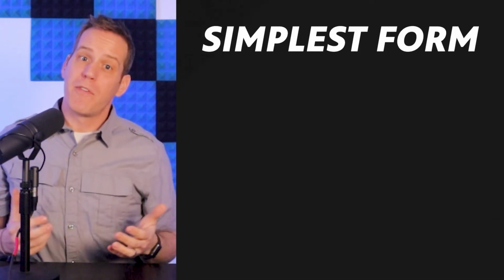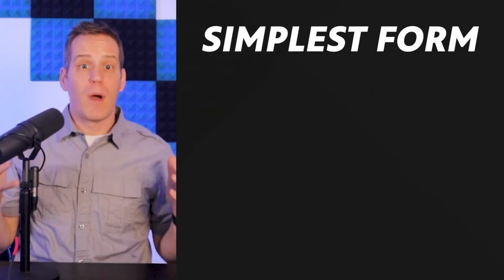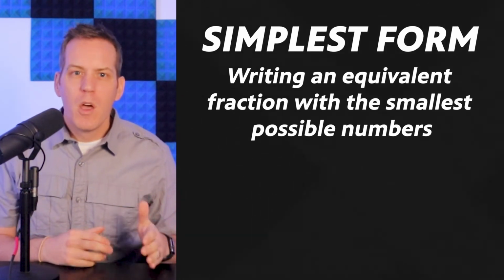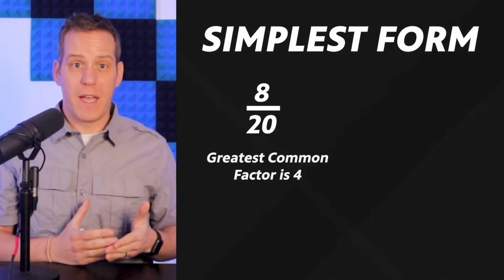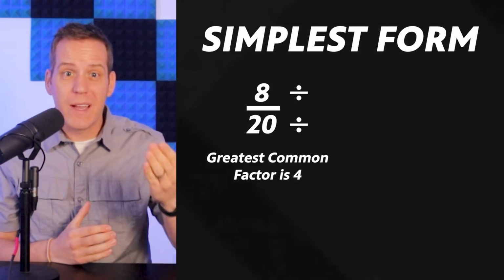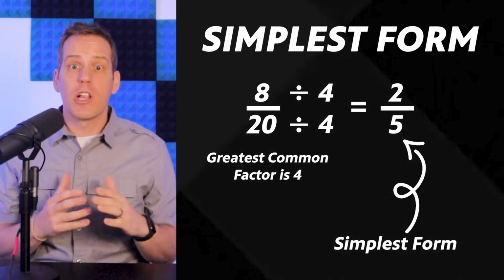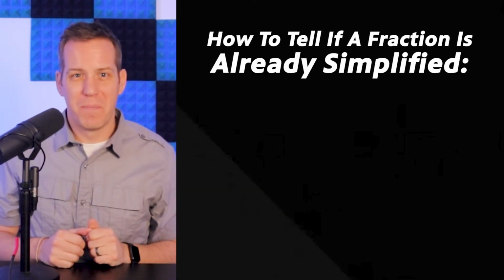Let's get started today. Simplest form, as you may remember from our previous video, is all about writing an equivalent fraction with the smallest possible numbers. We talked about how to simplify, remember? Divide the numerator and denominator by the greatest common factor. But today, it's all about how to know if you're already simplified. There are 4 easy tricks of knowing if you're in simplest form.